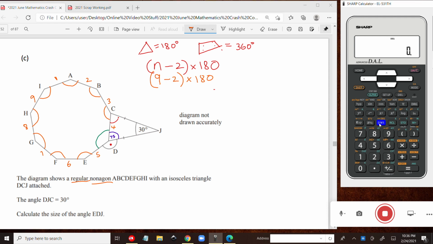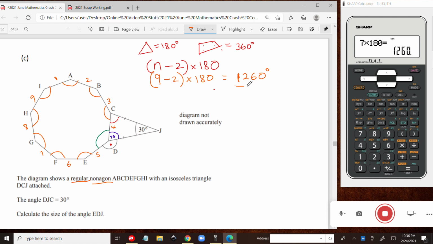9 minus 2 is 7. So 7 multiplied by 180 is 1260 degrees. Now, that's if you add up all the angles inside here. Remember, there are 9 identical angles inside here, and all of them add up to 1260.